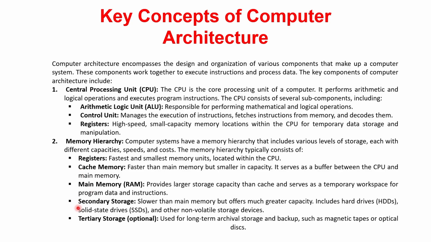So next is the secondary storage. It is slower than the main memory but offers much greater capacity, like your systems have hard disks or SSDs. This includes hard drives and solid state drives, which store data permanently even when the power is off. Then the tertiary storage, which is optional, is used for long-term archival storage and backups such as magnetic tape or optical discs.